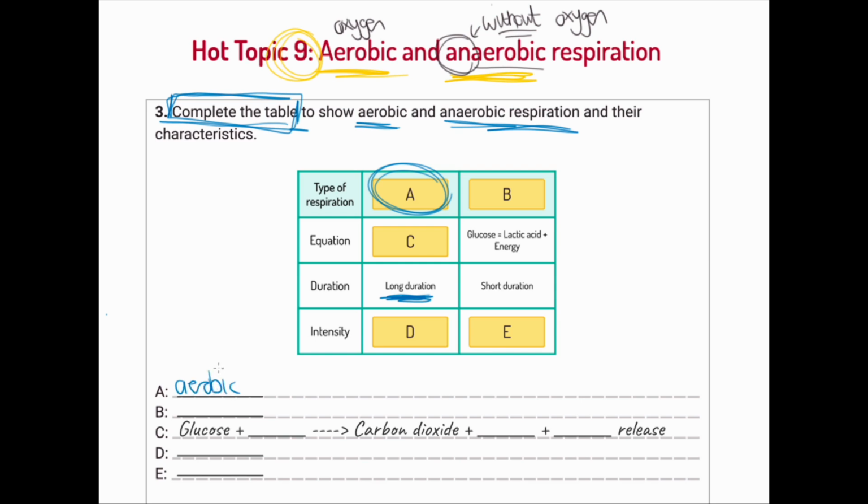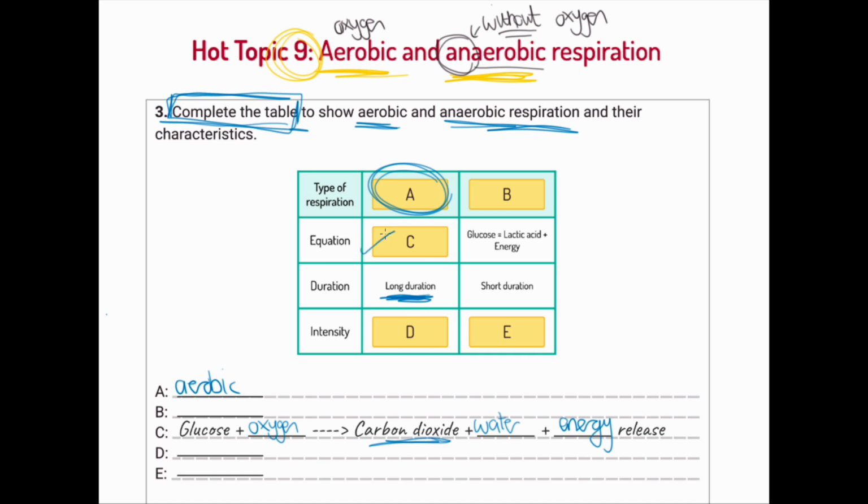Let's carry on with our aerobic respiration then. So we have got glucose. I've already said it's with oxygen. Glucose plus oxygen, and that is creating carbon dioxide and water. And then that is going to allow the energy release. So that is our aerobic.